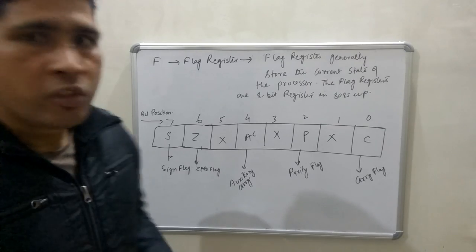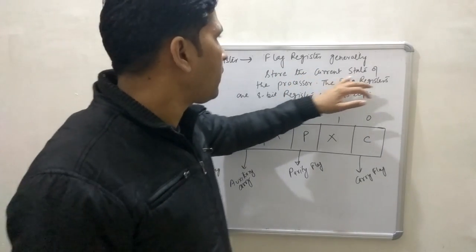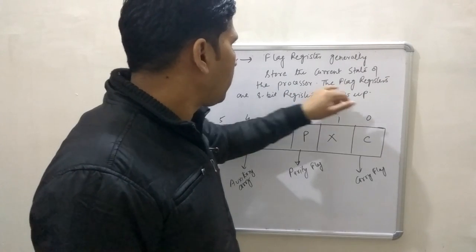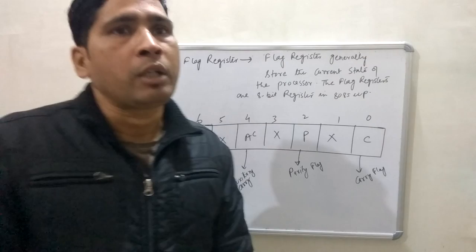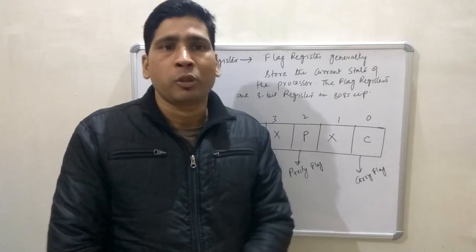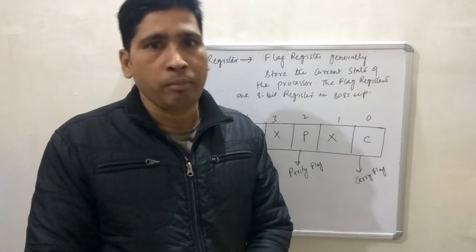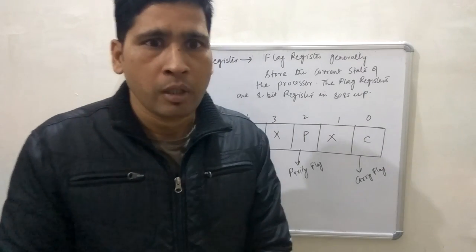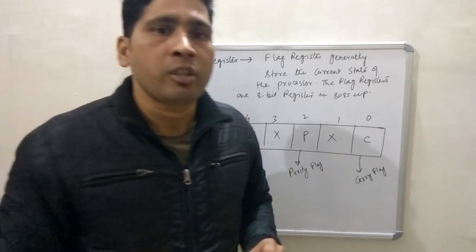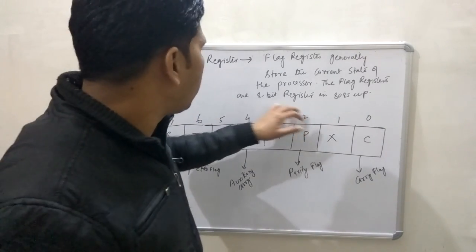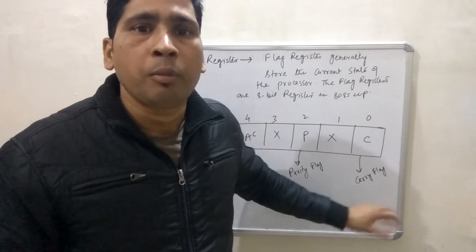Now let me discuss what is the flag register. The flag register generally stores the current state of the processor. The flag register is an 8 bit register in an 8 bit microprocessor. Basically what happens when you perform any operation in the microprocessor, suppose you are going to add two numbers, subtract two numbers, multiply two numbers, divide two numbers. So basically when you perform any operation, the current state of the processor changes according to the result of the operation.